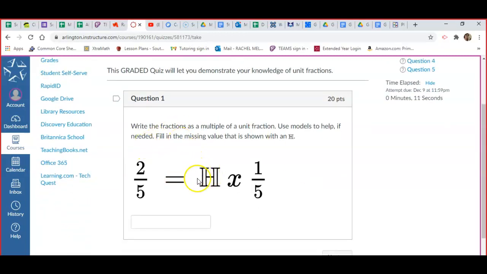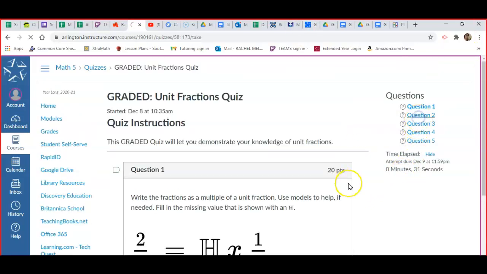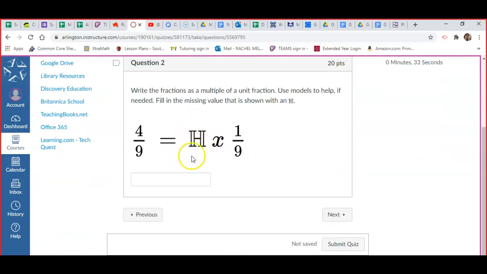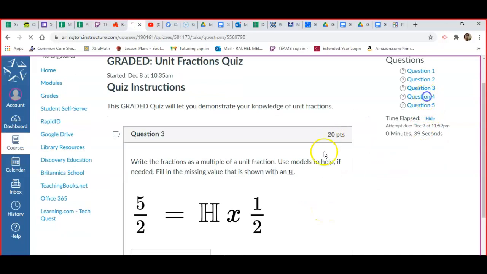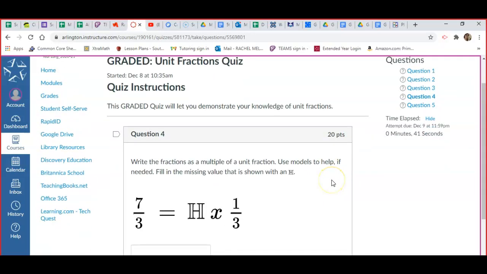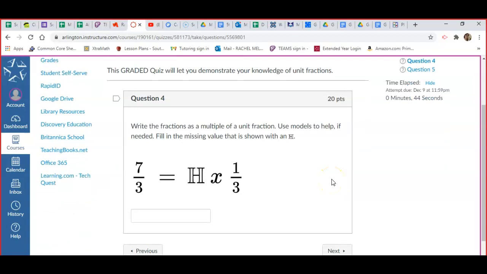This looks weird, I know, but this H is just standing for something we don't know. So this is 2/5 equals blank groups of 1/5. This is your groups, right? If you see the H, that's the part that's missing that you need to fill in. Then on number 2, same thing. The H is missing, the groups, same for number 3, and same for number 4. So you're just telling the groups.